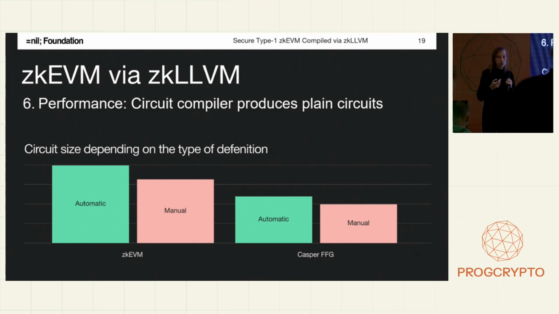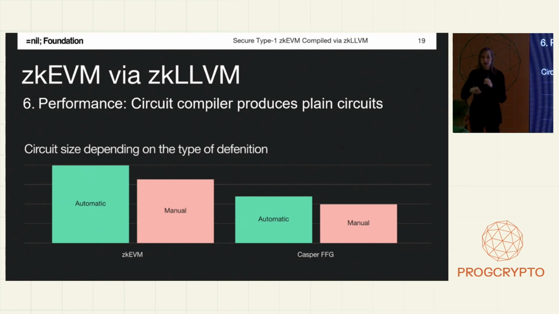Circuit performance. What about the performance? Let's be honest, automatic circuit generation is still not as efficient as doing it manually. But in general, the difference we observe is about 10-15% in the number of constraints. So we hope to get it down once we adopt an approach of proving a lookup table instead of proving the actual thing.